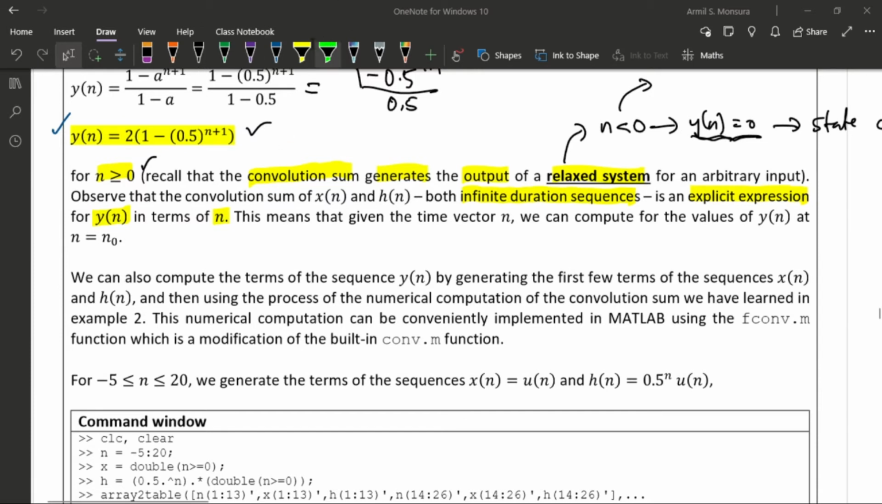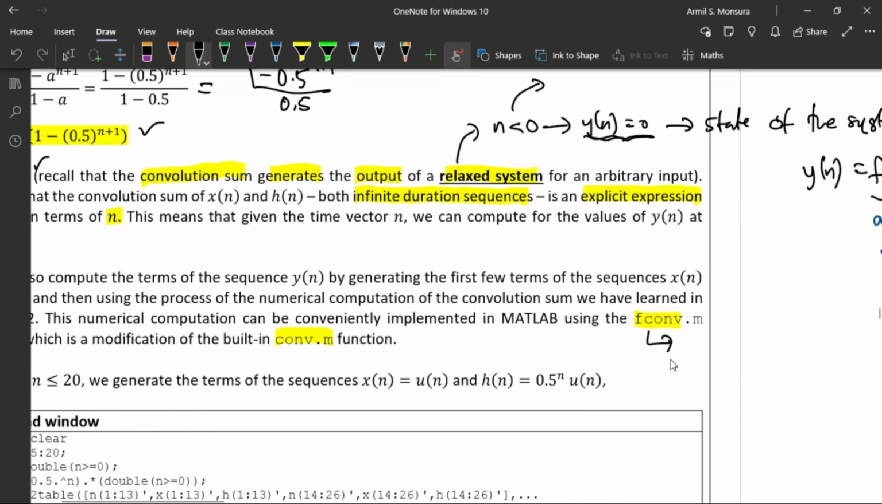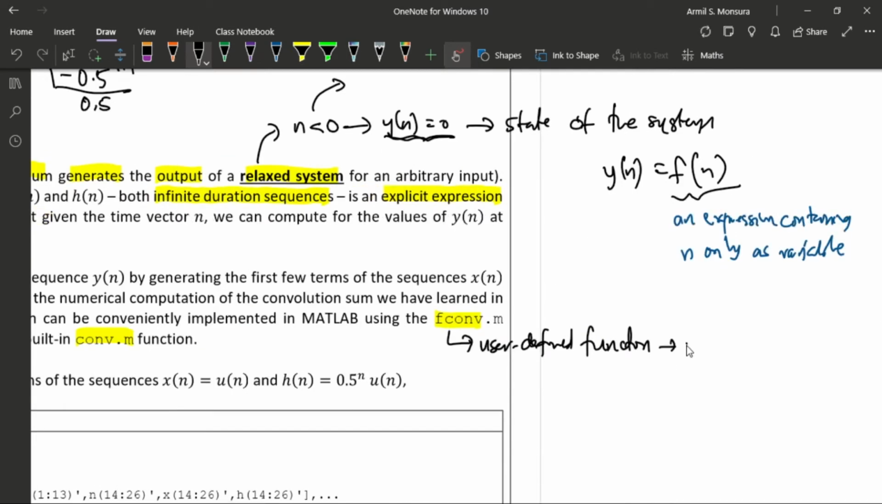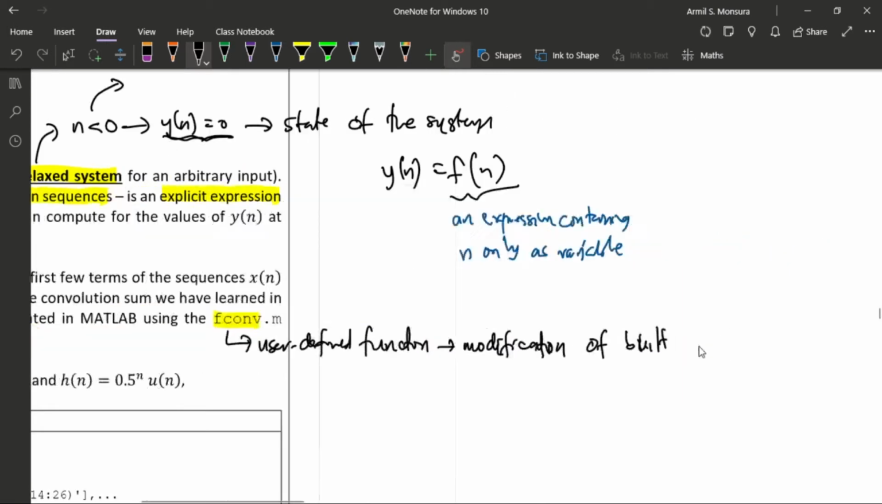we will be modifying yung built-in function ng MATLAB na conv. Okay? So, merong function si MATLAB na conv. Okay, i-modify natin siya and write the fconv na function. Okay, so this is now a custom or a user-defined function, which is a modification of the built-in CONV function of MATLAB.